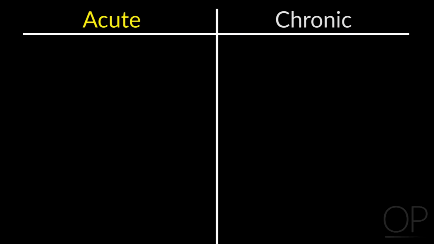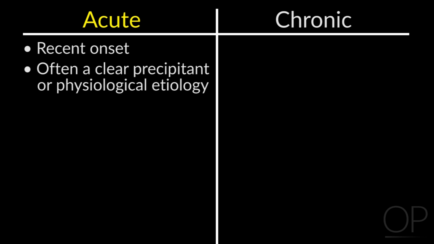There's a distinction between acute and chronic pain, which is important to be aware of. Acute pain is pain which is of relatively recent onset. It often involves a clear precipitant or physiological etiology, such as an injury or acute disease process, and it serves a protective role in the body. So what that means is that the pain is there to signal the brain that there's something wrong and the person needs to change their activity or take certain measures to allow the body to heal or to prevent further injury.